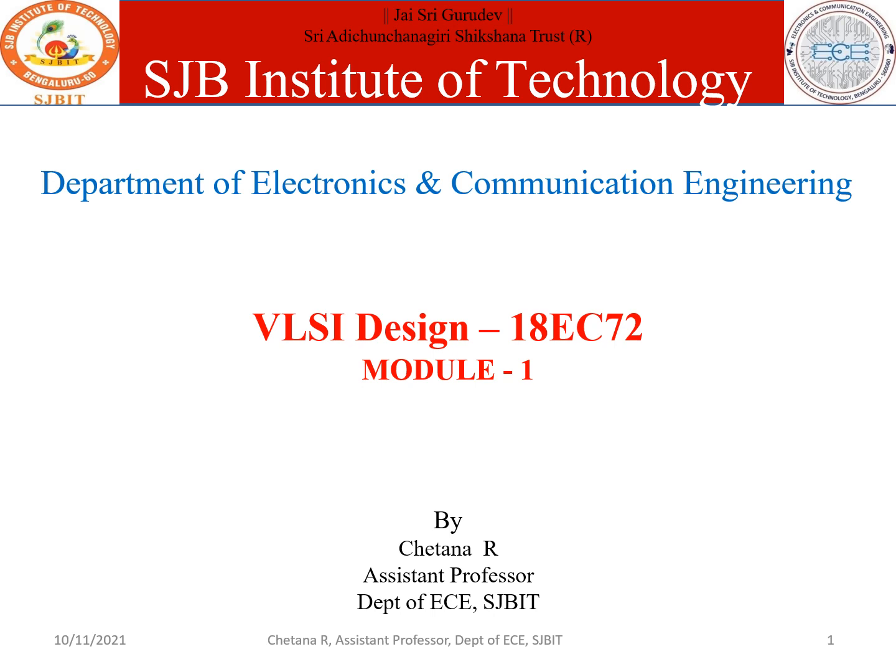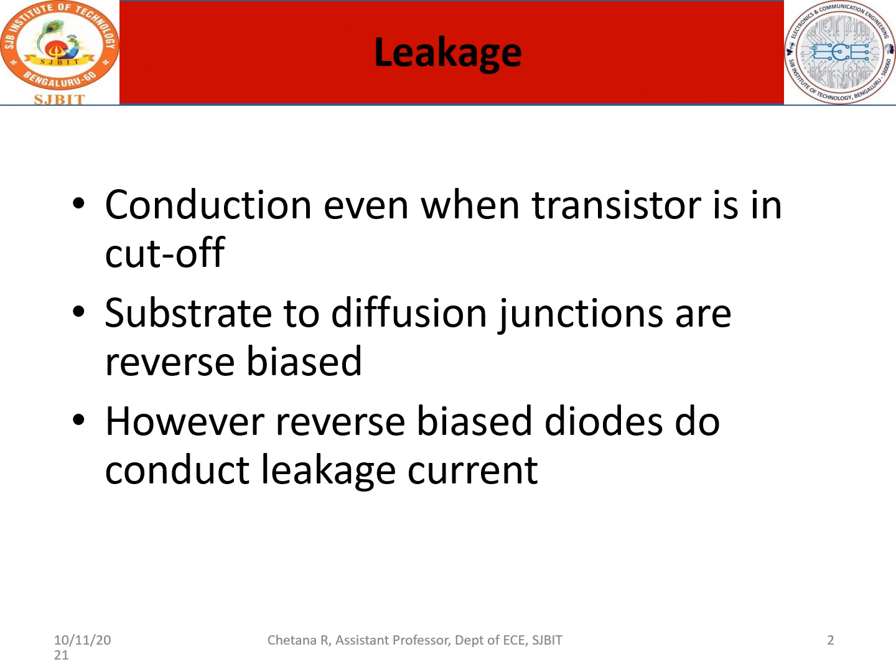Now we go on with the next topic of understanding the non-ideal voltage effects. In continuation, we have something called leakage. So what is leakage? Conduction even when the transistor is cut off. So even though the device is off, there is conduction going on, which is not desirable, and this is called leakage. This can happen because the substrate to diffusion junctions are reverse biased.